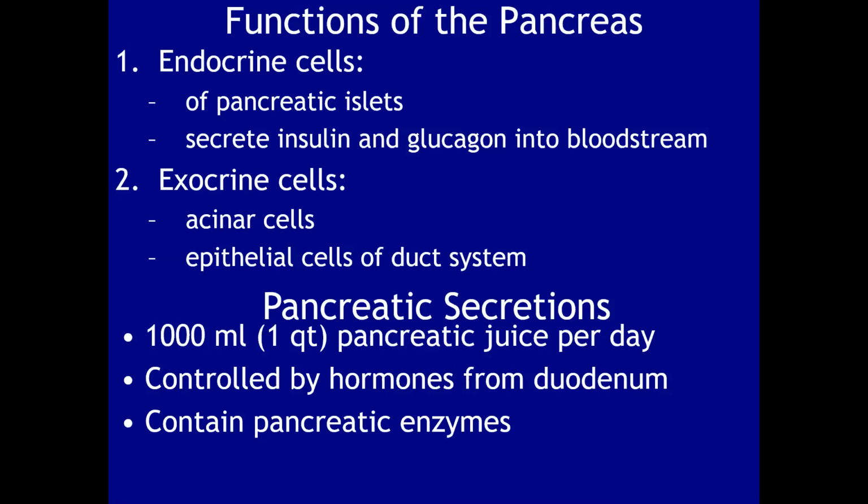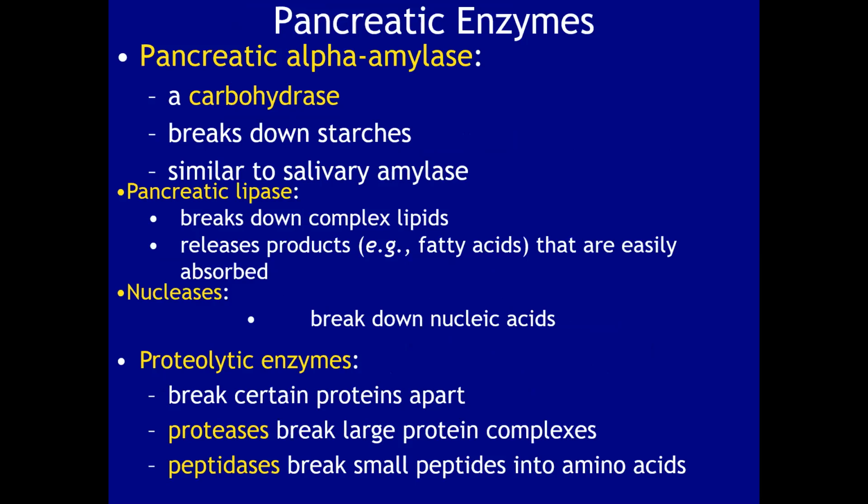Your pancreas secretes about 1,000 milliliters, or about a quart, of pancreatic juice per day. Your duodenum is in control of what your pancreas does. That's because of the hormones that come from the duodenum. And these pancreatic secretions contain pancreatic enzymes.